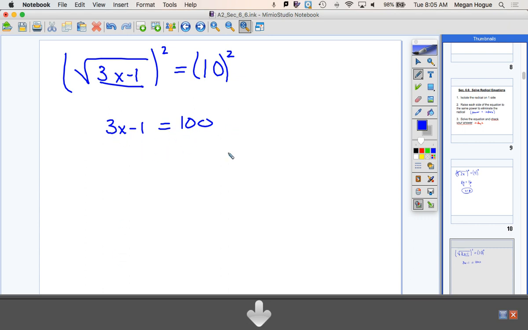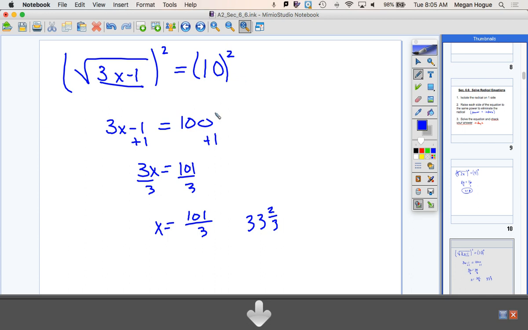Now hopefully it's a pretty basic equation. So we're going to add 1. 3x equals 101. Well, we're going to find not everything works out nice and neat. This is going to be a fraction. We can leave it as 101 over 3. Or what is that? I think it's 33 and 2/3. So either way would be okay. Improper fraction or mixed number, I don't care.